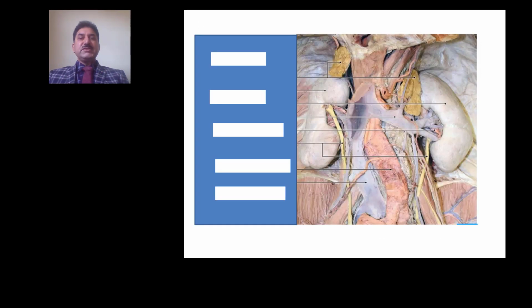Now identify various anatomical structures in this wet specimen. The arrow represents the left renal vein. This arrow represents the right ureter. As you know, this arrow represents the abdominal aorta. This arrow represents the left gonadal vein.